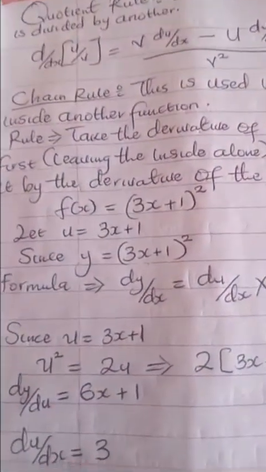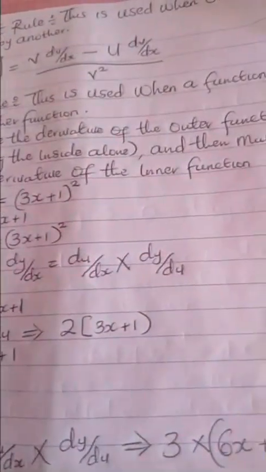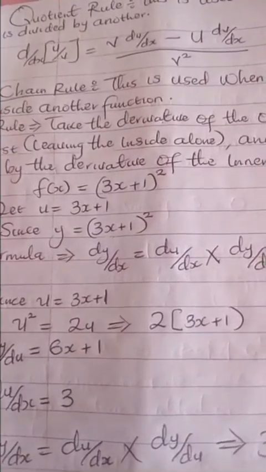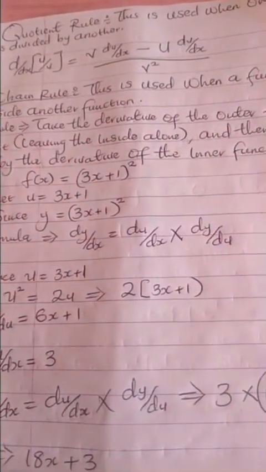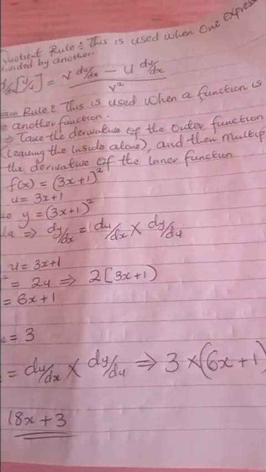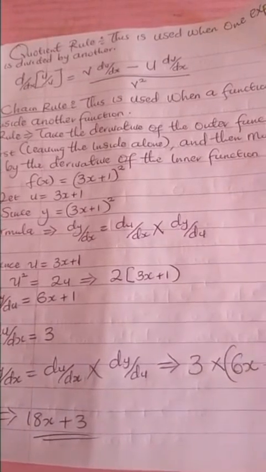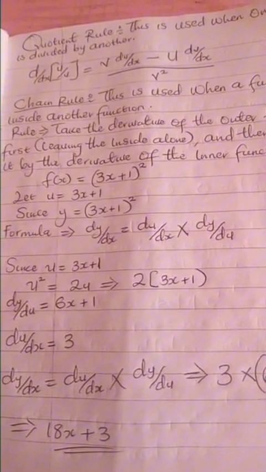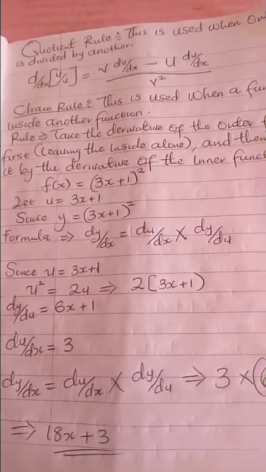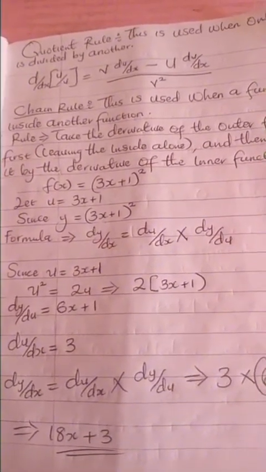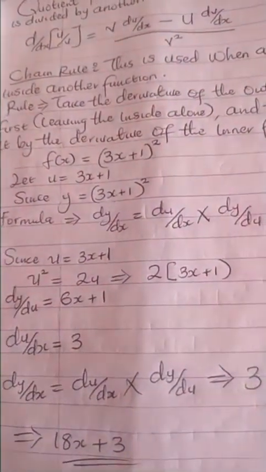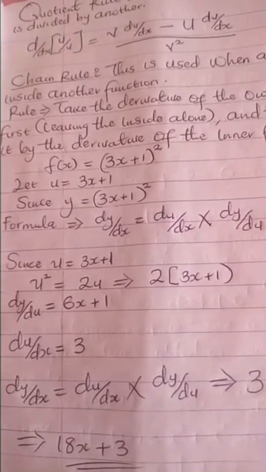We move straight down to chain rule. This is used when a function is inside another function. Now the rule of this is take the derivative of the outer function first, leaving the inner function alone, and then multiply it by the derivative of the inner function. Example, f of x is equal to (3x plus 1) raised to power 2. So now we say let u be equal to 3x plus 1. So we say y is now equal to what? u squared, that is (3x plus 1) raised to power 2.